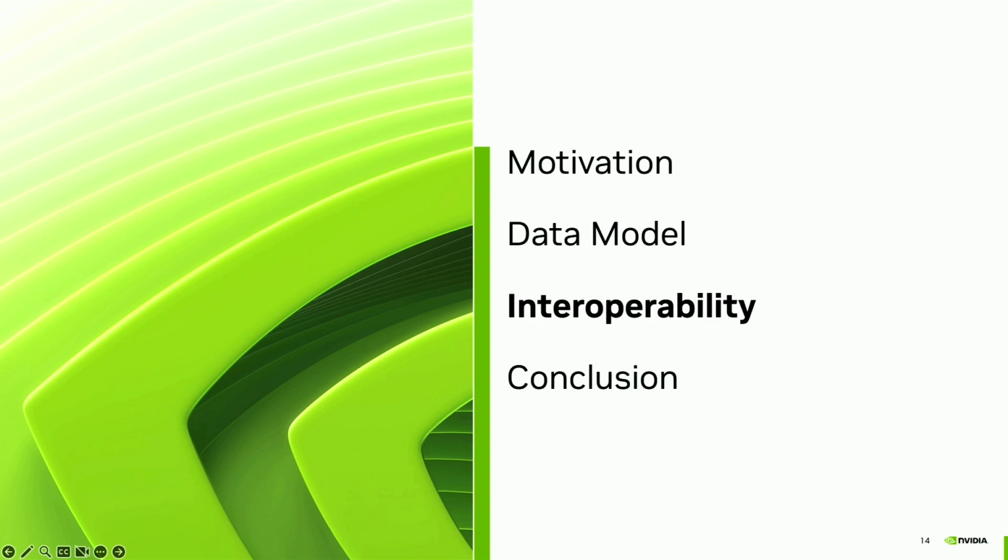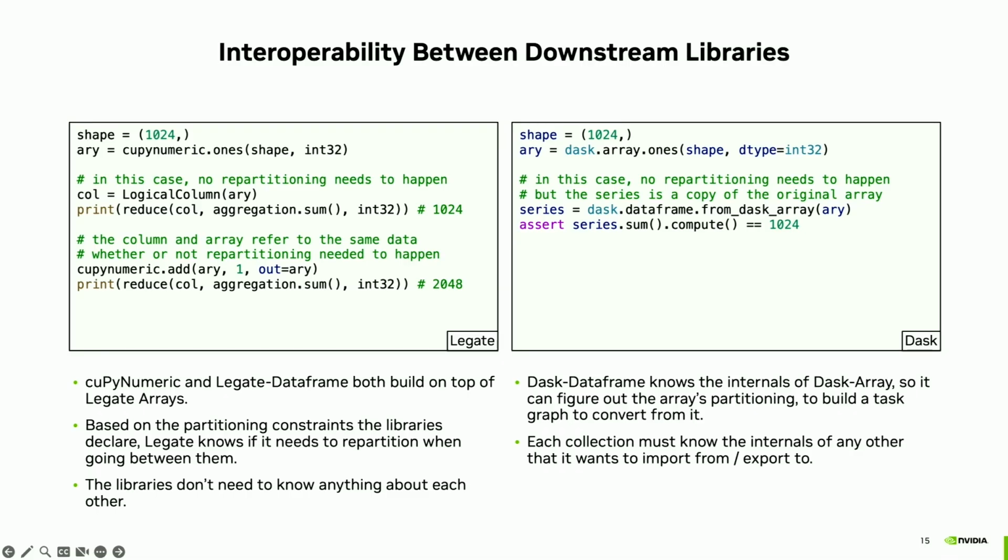So I'll talk a little bit more now about the interoperability question and how the different runtimes address it. So first is how do libraries built on top of the same framework compose with one another? So in this case, I'm showing an example of cuPy-numeric and Legate data frame communicating on the Legate side, and the more or less equivalent libraries, Dask data frame and Dask array, interoperating on the Dask side.